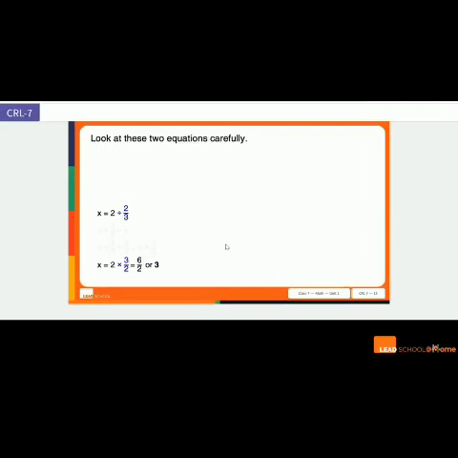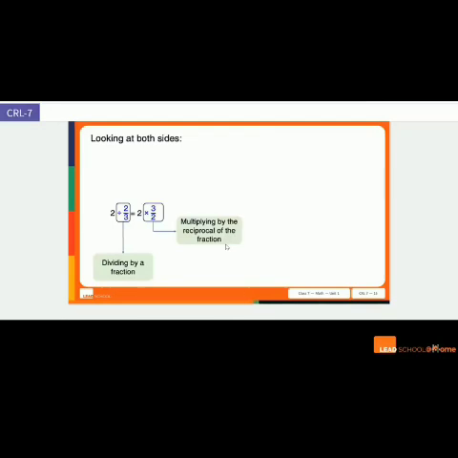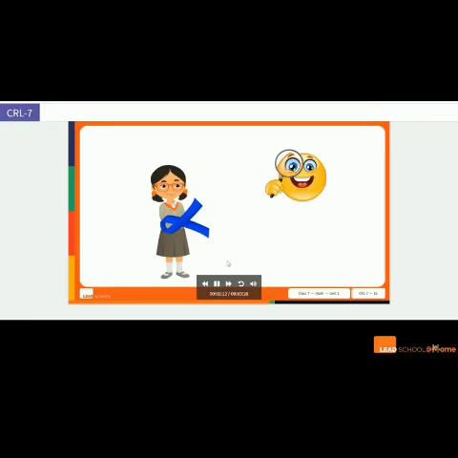Look at these two equations carefully. x is equal to 2 divided by 2/3. x is also equal to 2 multiplied by 3/2. Therefore, 2 divided by 2/3 is equal to 2 multiplied by 3/2. What do you notice on both sides? We can say that dividing a whole number by a fraction is the same as multiplying it by the fraction's reciprocal. Now, let us look at what Kirti does with her ribbon.